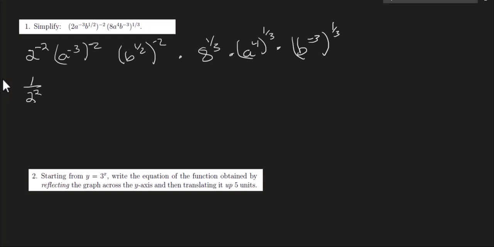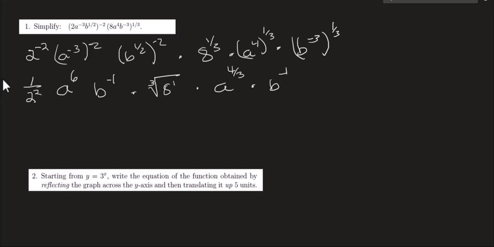Now, when you raise it to an exponent, you multiply the exponent, so that's a to the positive 6. And b, 1/2 times negative 2 is negative 1, times 1/3 is the same as the cubed root of 8 to the first power, times, and here we multiply exponents, 4 times 1/3 is 4/3, times b, negative 3 times 1/3 is negative 1, so that's b to the negative 1.